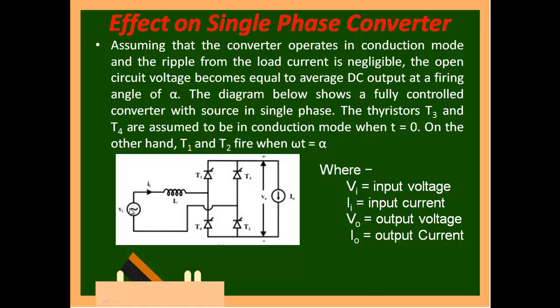So before entering into the positive half cycle, what should be there is the previous negative half cycle. In the previous negative half cycle, we all know that T3 and T4 will be in conduction. That is what has been told. The thyristors T3 and T4 are assumed to be in conduction mode when ωt is equal to 0. On the other hand, T1 and T2 fire when ωt is equal to alpha. So we are not firing at 0, we are going to fire at a value called alpha.